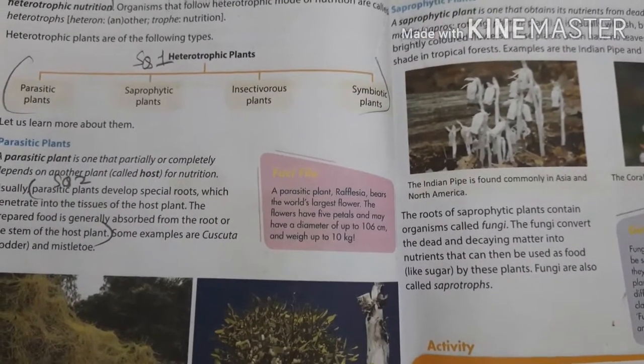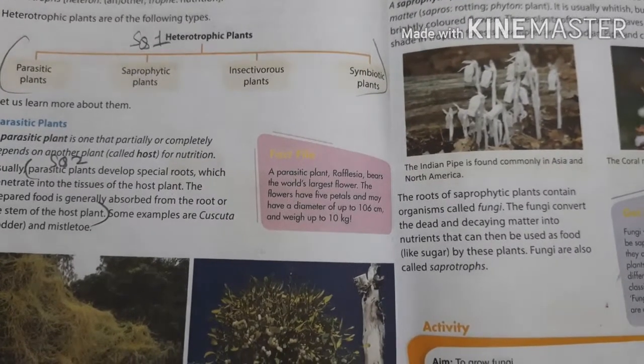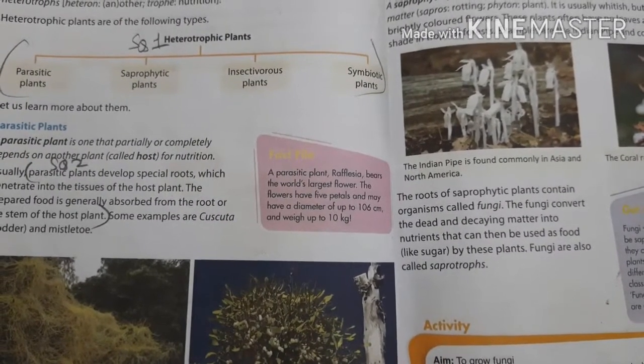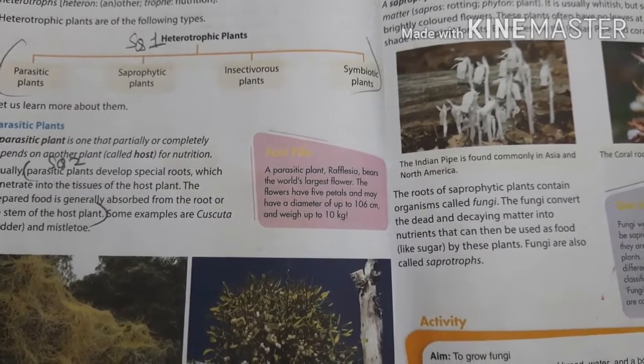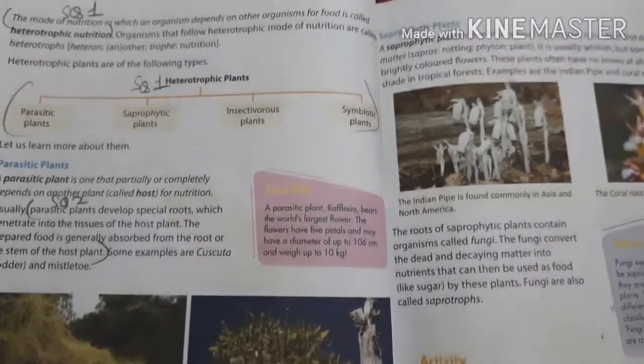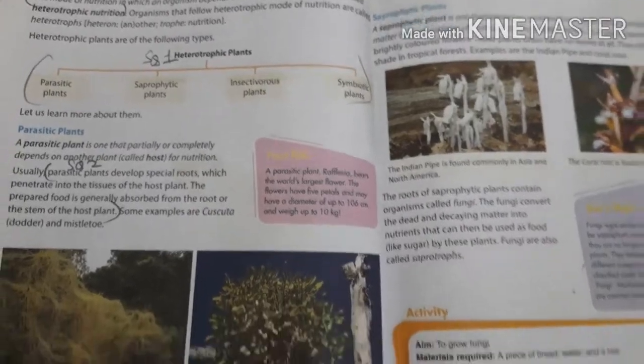Then what are the types? In types you will write heterotrophic plants are parasitic, saprophytic plants, insectivorous plants and symbiotic plants. Okay, so this is your short question first. Okay, next question.